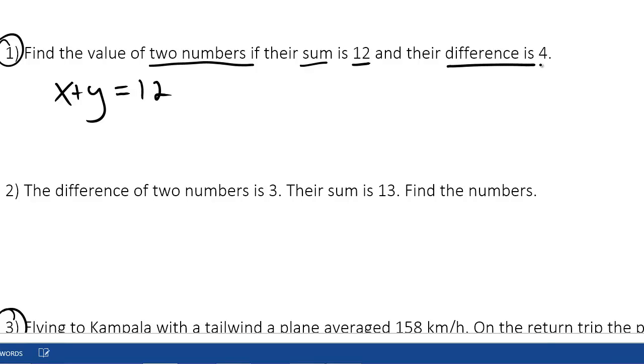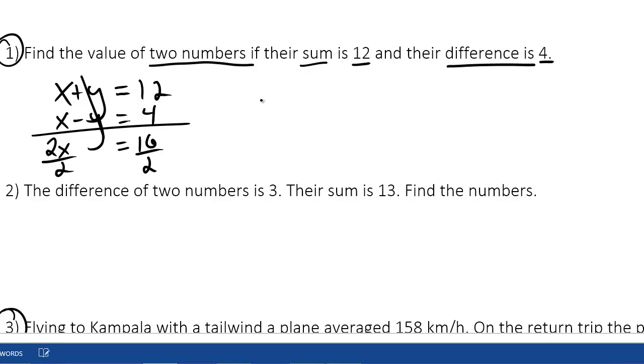Then their difference is 4, so we're going to subtract them. So then x minus y equals 4. Now we need to solve for x and y. I'm going to use elimination because our x's and y's are lined up, and we have the same number for y with opposite signs. So if you just add down, x plus x is 2x, y minus y cancels, and it equals 12 plus 4, which is 16. Now how do we get x by itself? We need to divide by 2. So then x will equal 8.